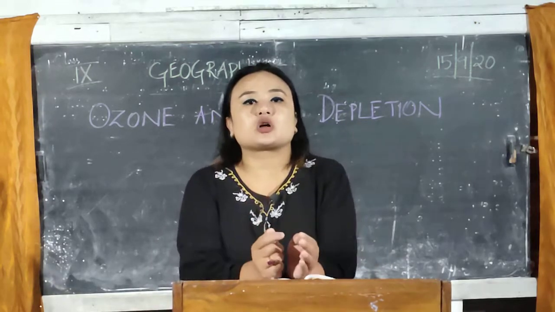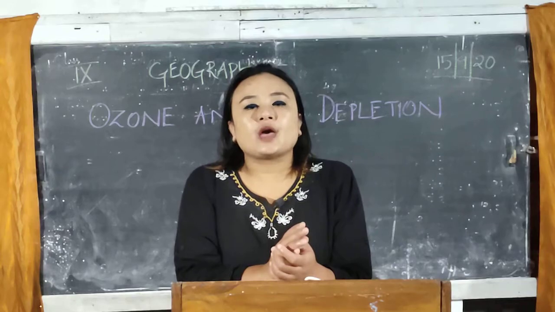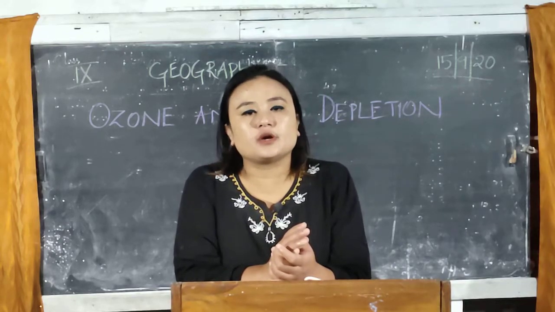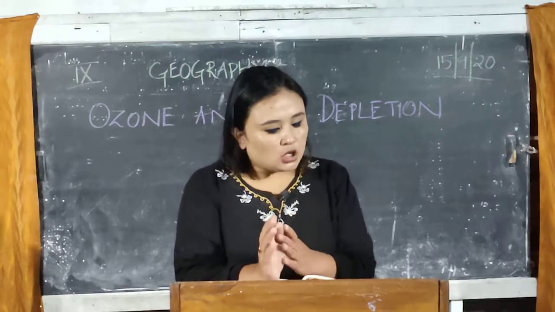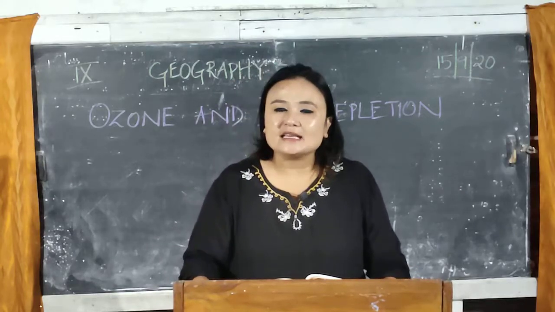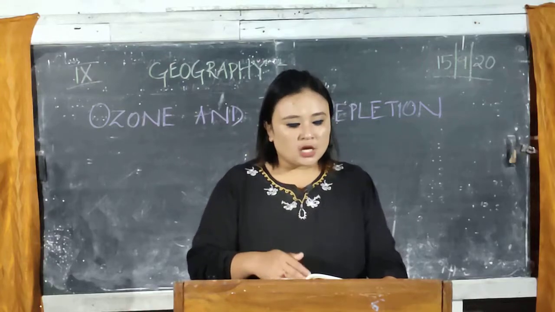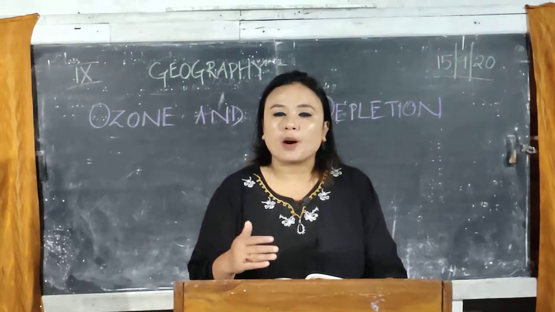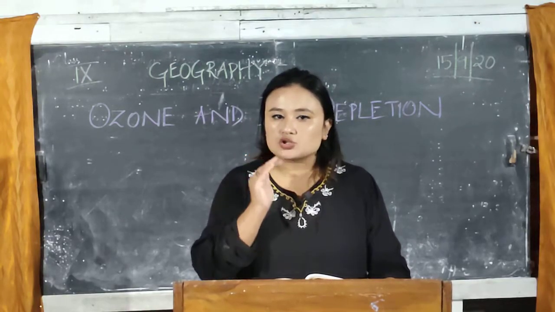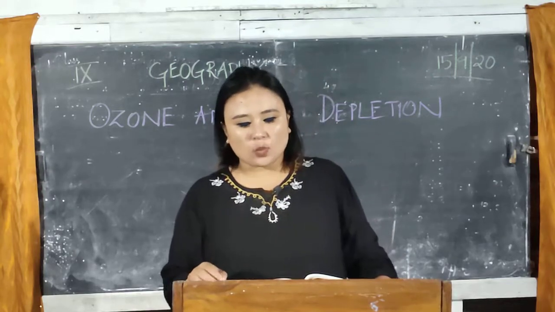They can ask you a short type question: name the layer in the structure of the atmosphere where ozone is present. The ozone layer lies within the stratosphere. Ozone is generally found between 20 to 50 kilometers above sea level in the stratosphere. So that is a very important short type question.